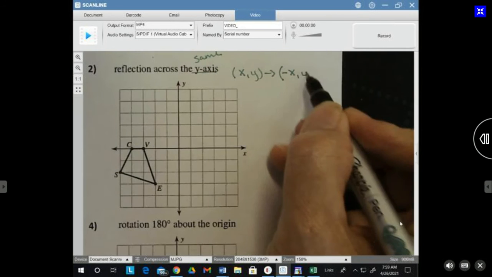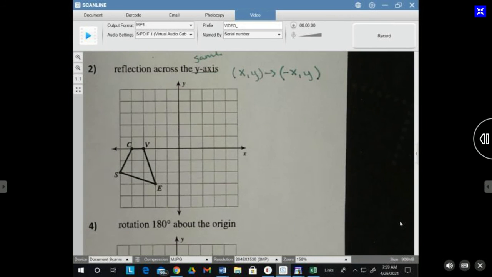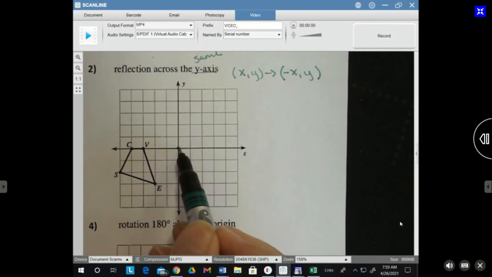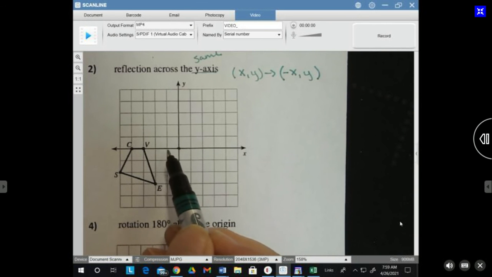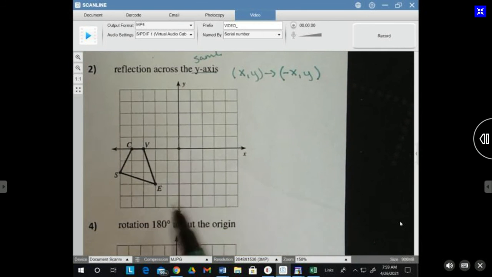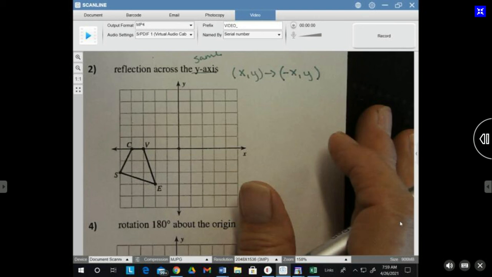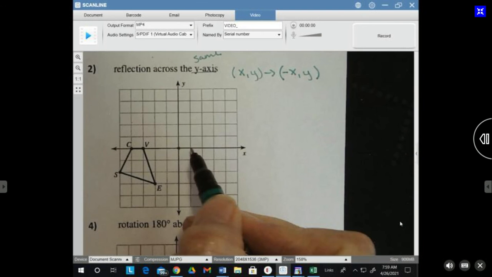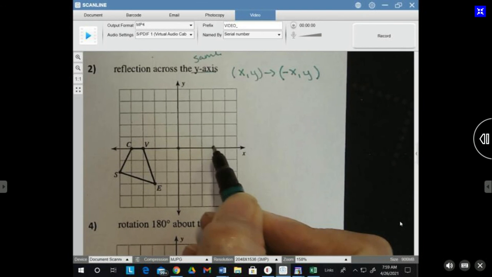comma, y. So if I'm at this origin right here, and I'm looking at V, how far is V to the left? So if I'm going to flip across here, that means I got to go right instead of left. So I got to go 3 to the right. V prime.